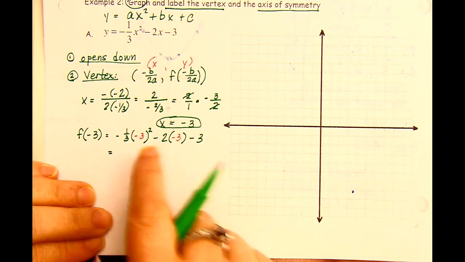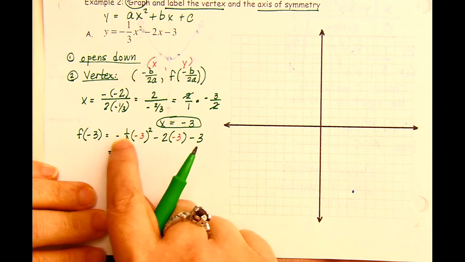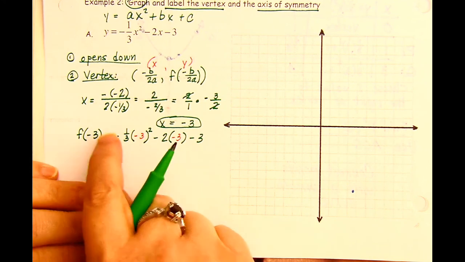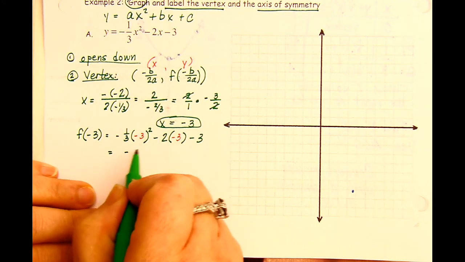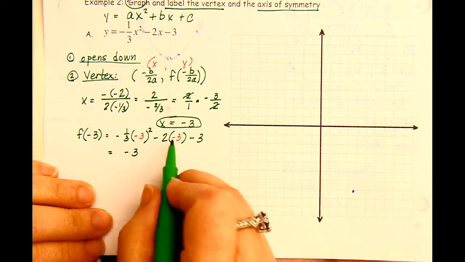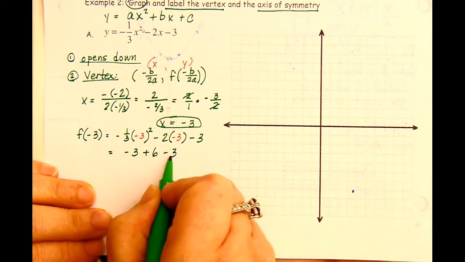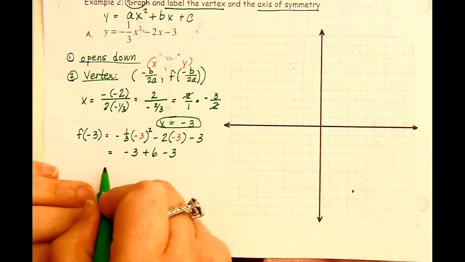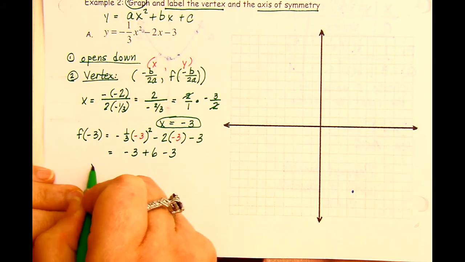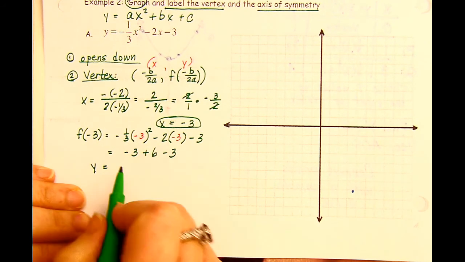All right, I have to square the negative 3. When you square a negative, it's always positive. So this number is 9. And 9 divided by 3 is 3, times negative 1 is still negative 3. This value is negative 3. Look here, 2 times 3 is 6, but they're both negative, so this is plus 6 and then minus 3. So my y is negative 3 plus 6 is 3, minus 3 is 0.